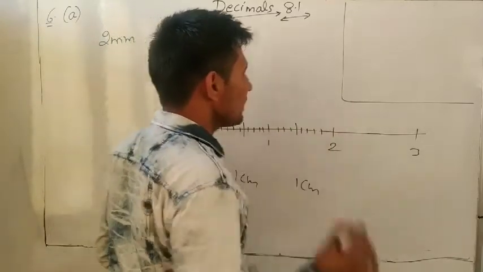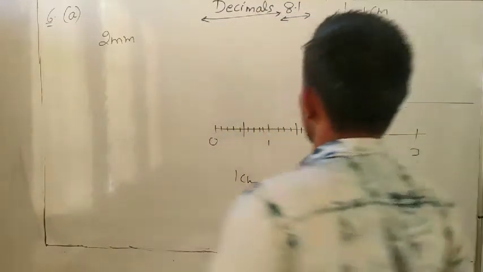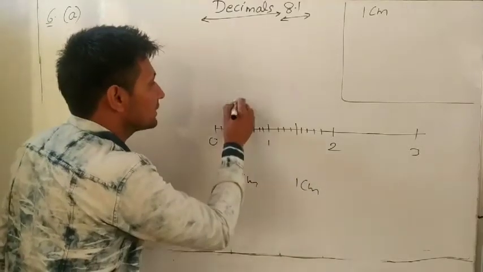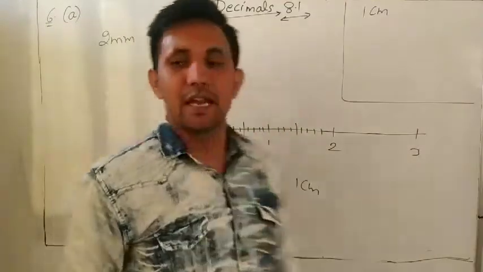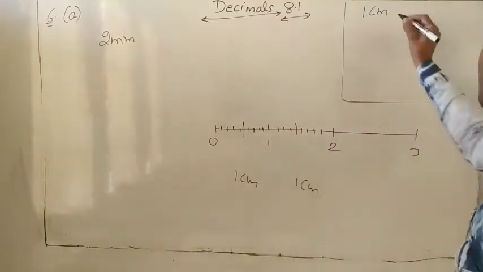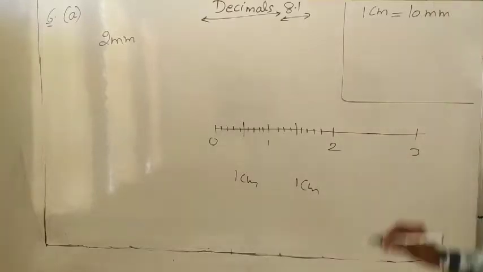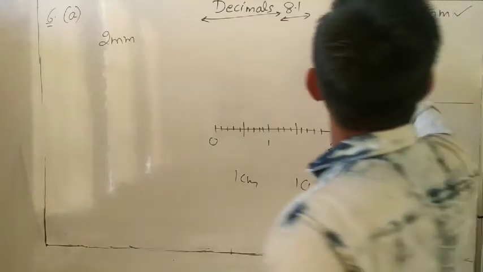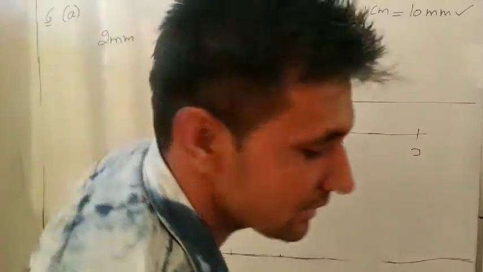Okay. So always remember 1 centimeter. It is 0 to 1 how many? How many millimeter? There are 10. So 0 to 1 centimeter. So 1 centimeter is divided in how many equal parts? 10 equal parts. So it means 1 centimeter is equal to 10 mm. Mm means millimeter. So always remember 1 centimeter is equal to 10 millimeter. Okay. Always remember this one.